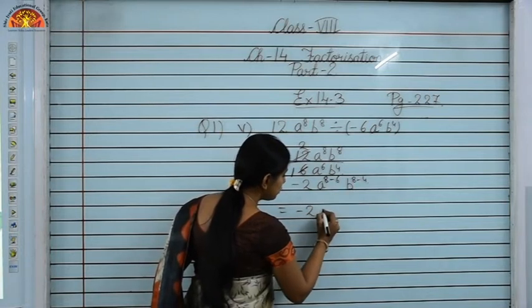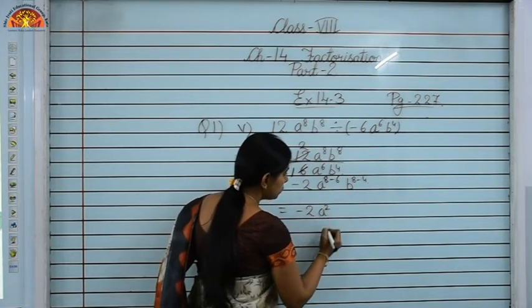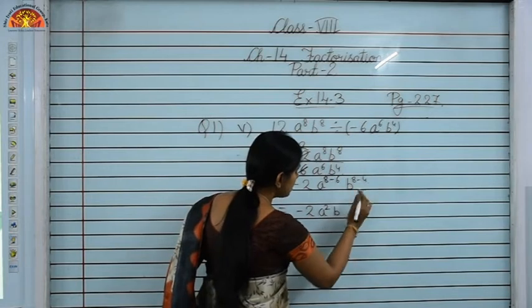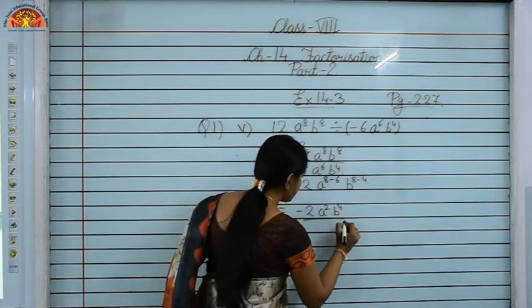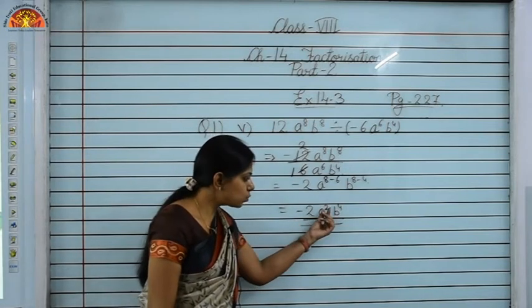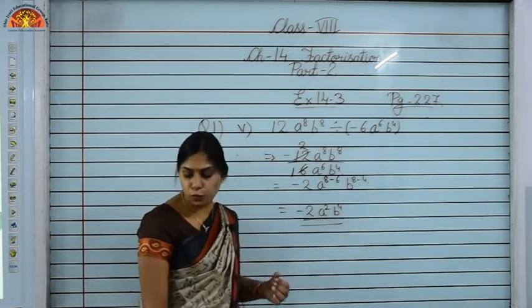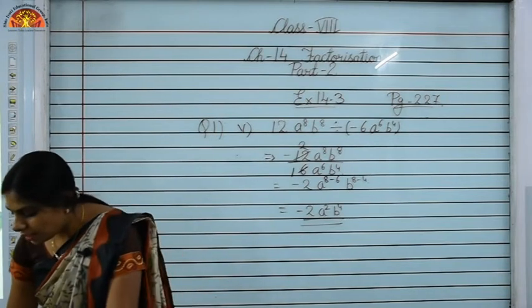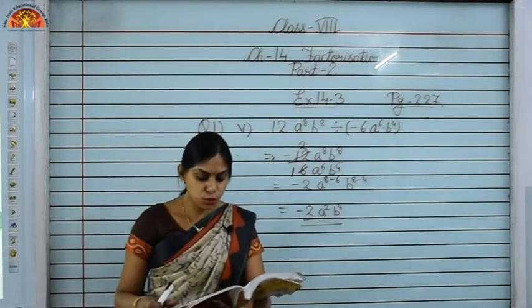8 minus 6 is 2. So a raised to the power 2, and 8 minus 4, so b raised to the power 4. So your answer is minus 2 a square b raised to the power 4. Now just see another question. Just go through the question, children.